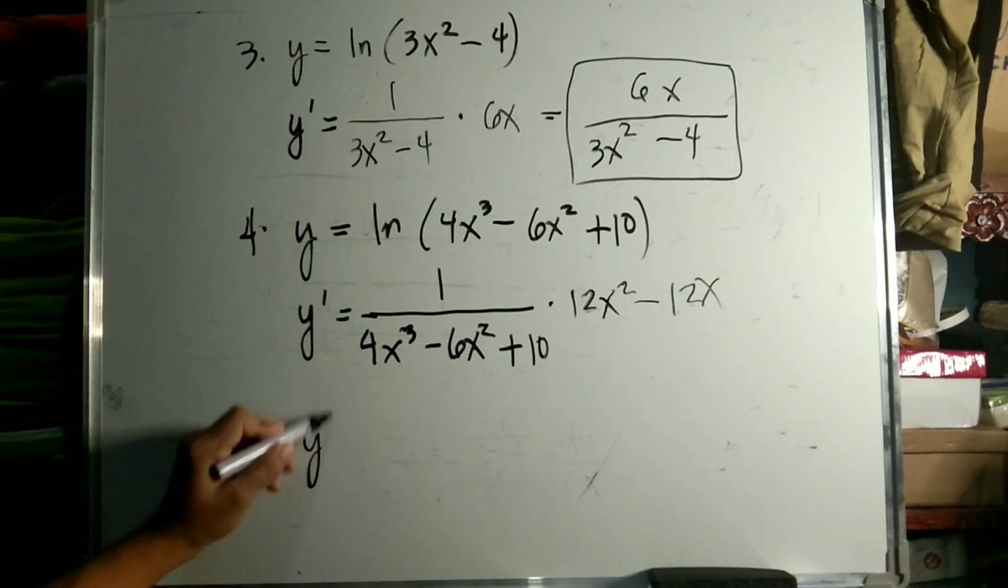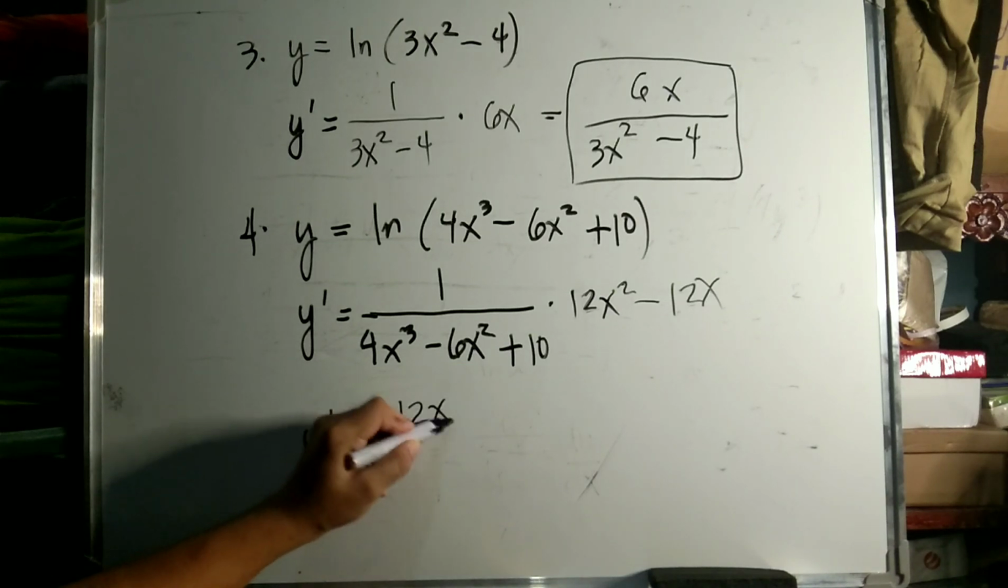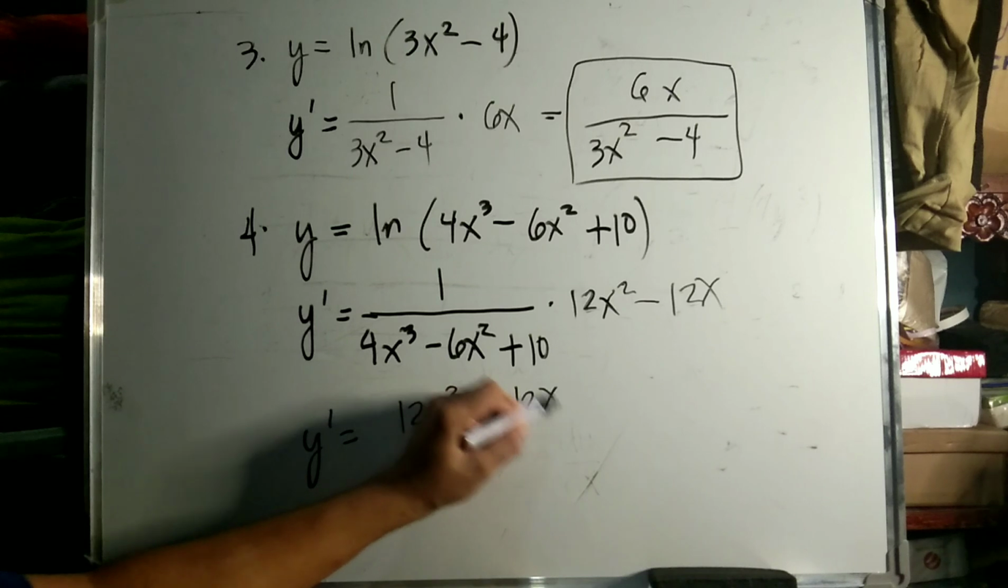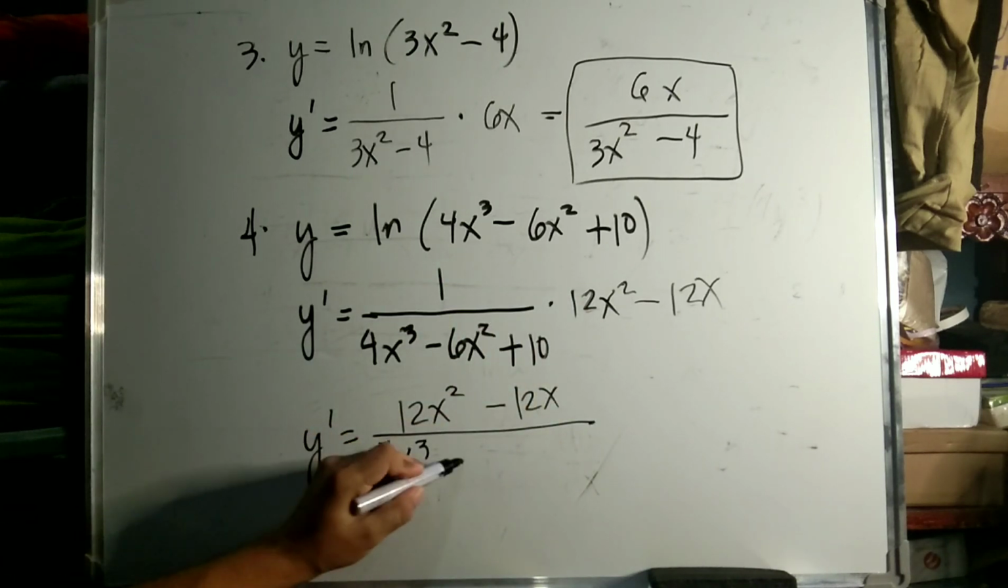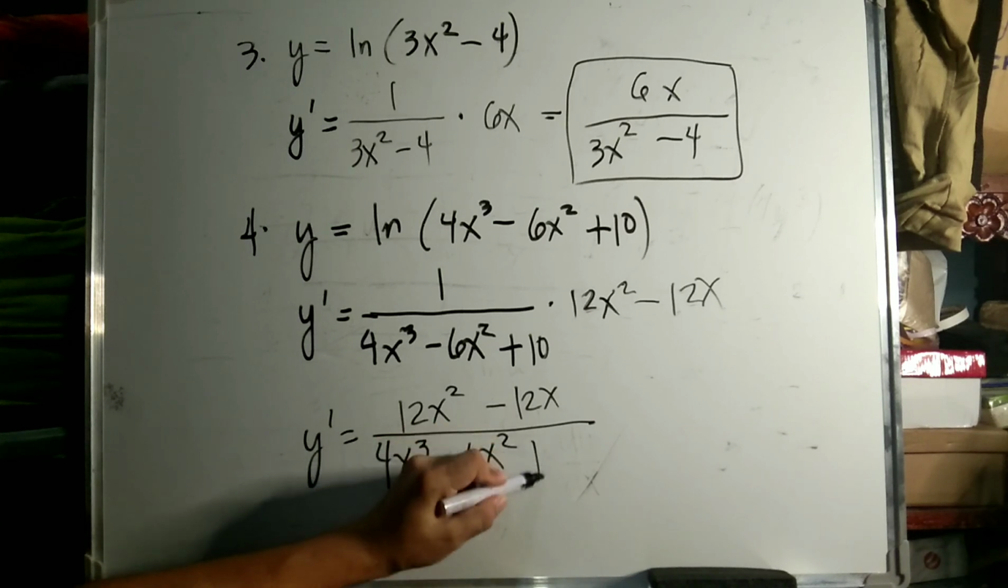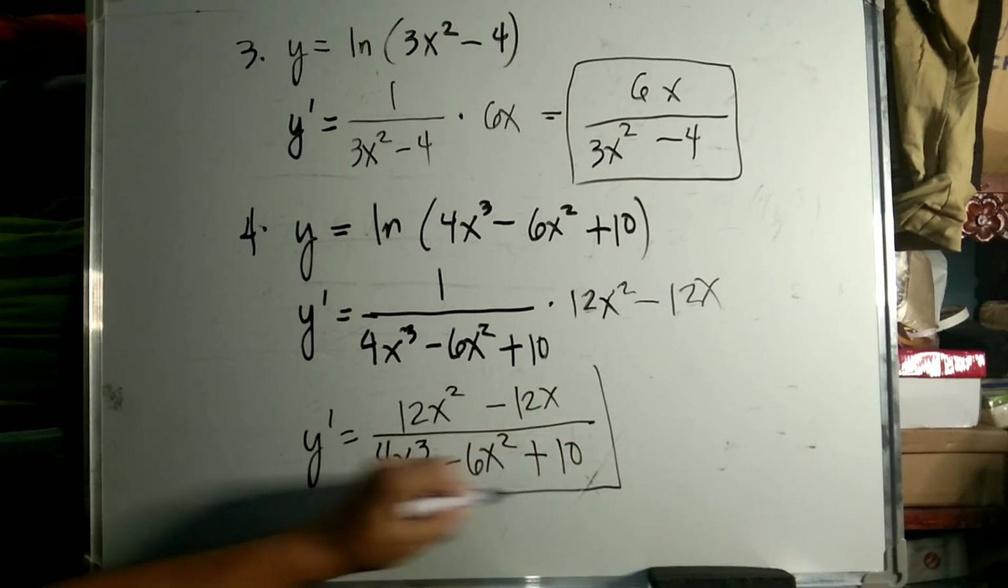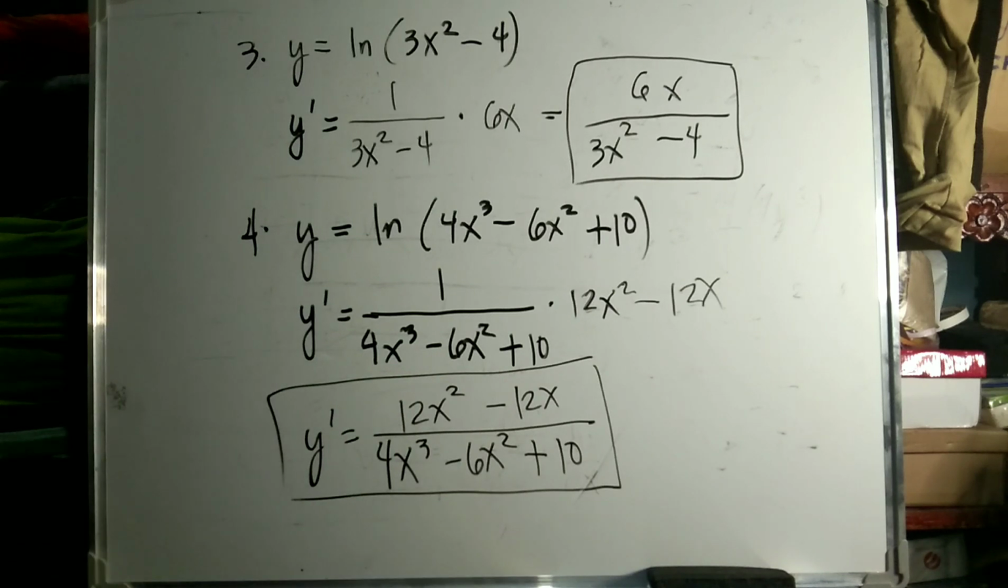So, the final answer is 12x squared minus 12x, multiply nyo lang, over, copy yung denominator, 4x cubed minus 6x squared plus 10. That is the final answer.